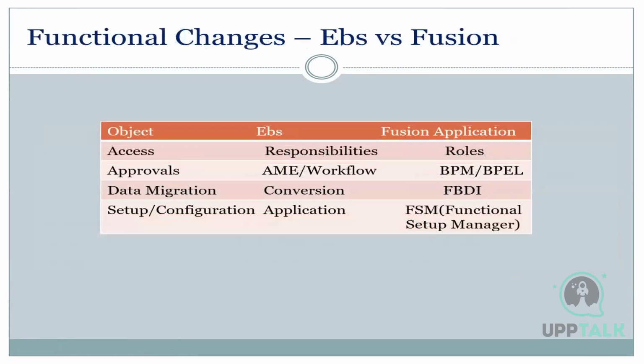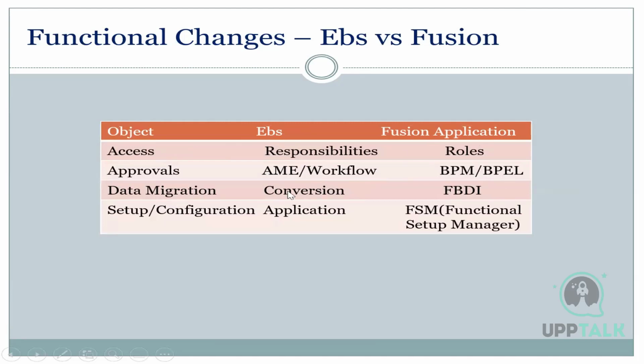Okay. So what are the functional changes we have? Let's suppose in EBS we have responsibilities. If you have worked in EBS, we have a word called responsibilities. In Fusion application, we have roles. In EBS, we have AME and workflow. In Fusion application, we have BPM and BPEL. In EBS, we have conversions. In Fusion application, we have FBDI.